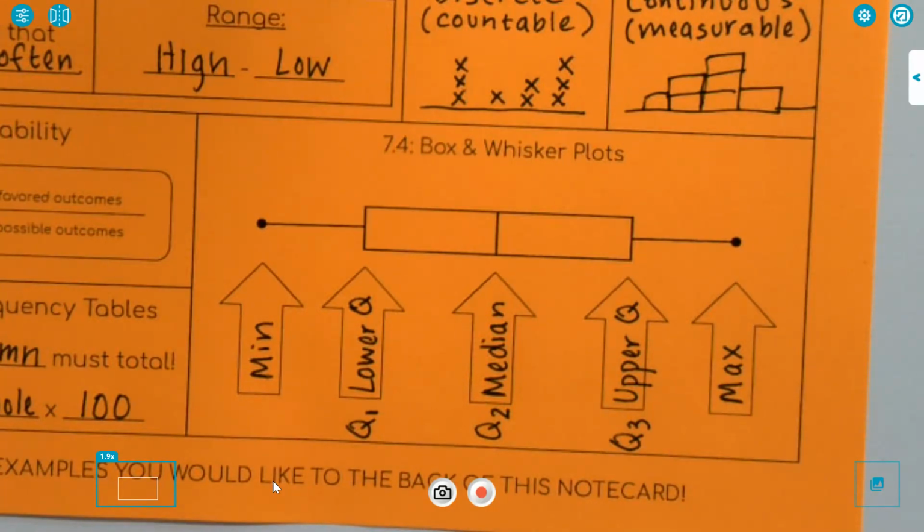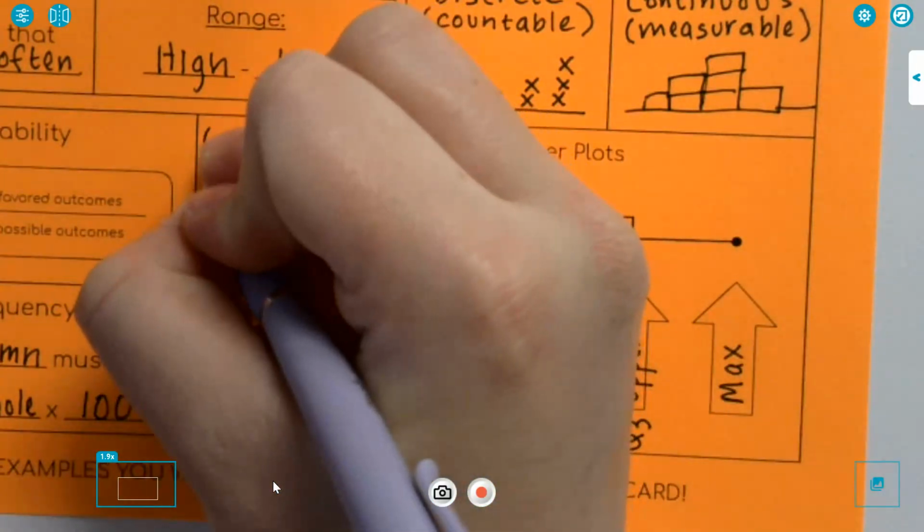Okay, so those are the 5 numbers in our 5-number summary. If you need a reminder, your quartiles.